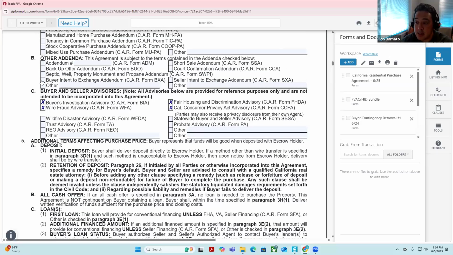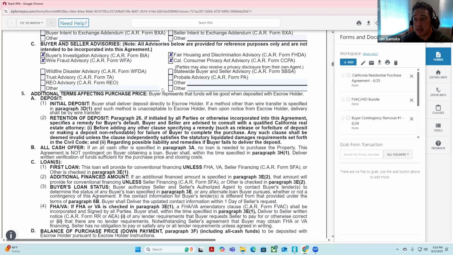Buyer intent to exchange. This is if your buyer is an investor intending to exchange, or seller intent to exchange as well. This notifies the other side. There are also these ones: wildfire disclosure, trust advisory, REO advisory, probate advisory.